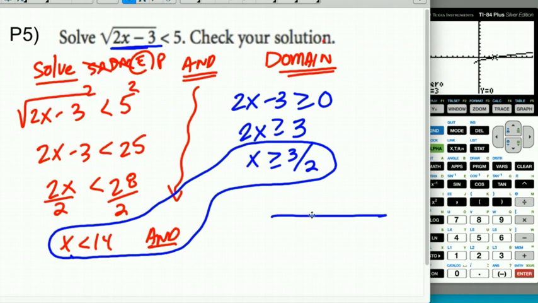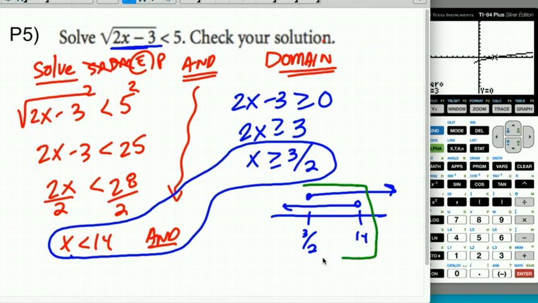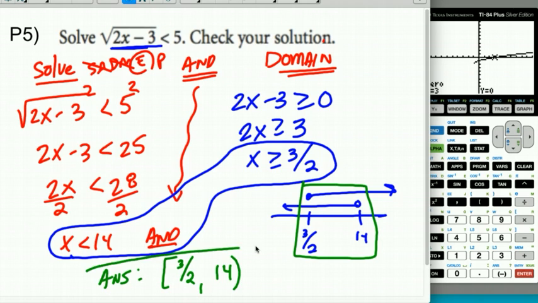So if we look at this on a number line, here's 3 halves, here's 14. And so we're looking for the window between them, right? So the window I want is right here, and the answer I'm expecting is bracket 3 halves, comma 14 with a parenthesis, right? So that's what I'm expecting.